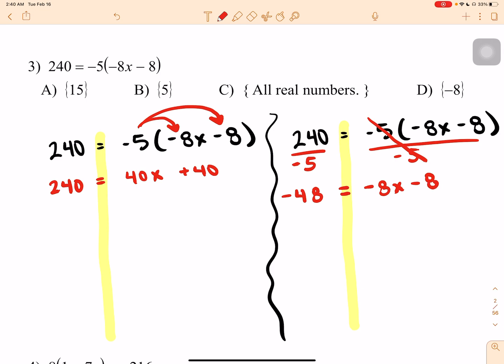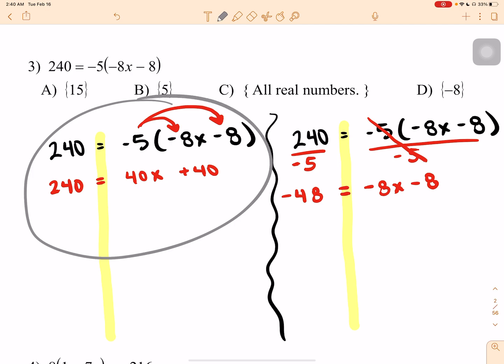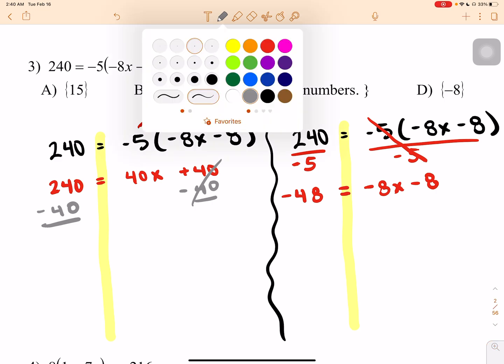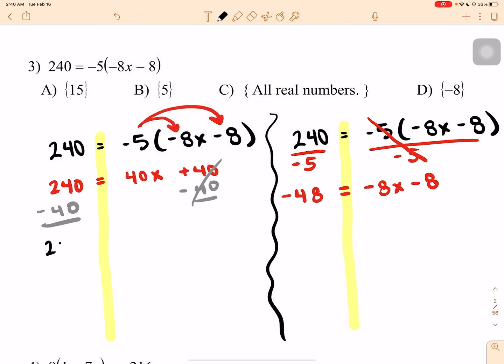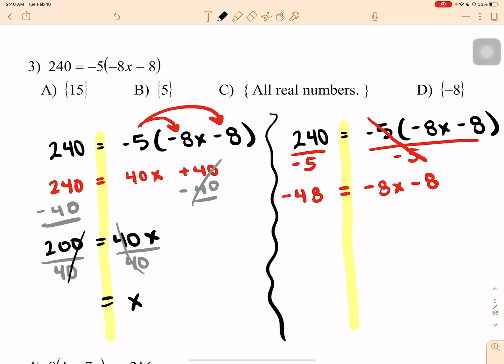Okay, so let's see if we end up getting the same thing. So I'll go ahead and solve the rest of this side. So if I subtract 40 from both sides, we're going to end up with 240 minus 40 is 200 equals 40x. Divide both sides by the 40. You should get x equals, these cancel out, 20 divided by 4 is 5.